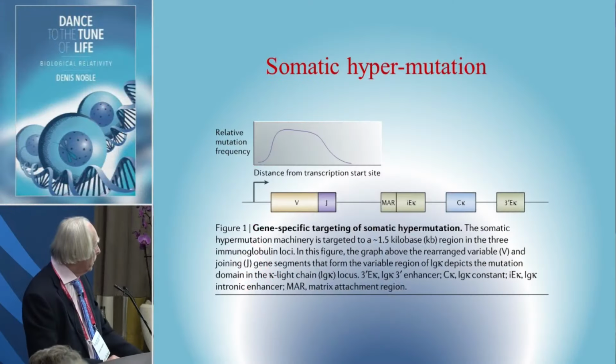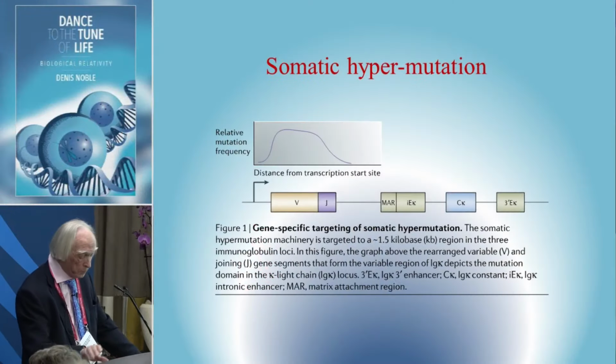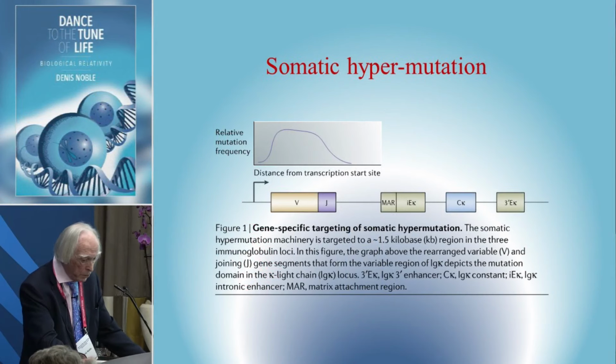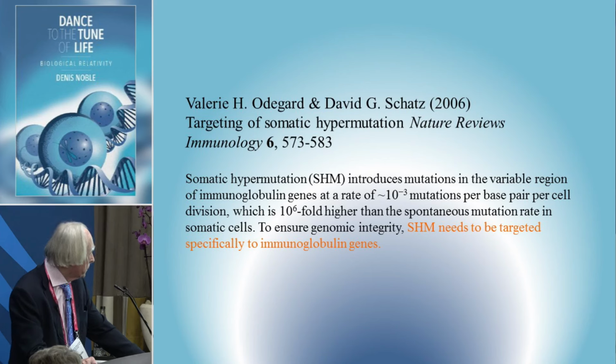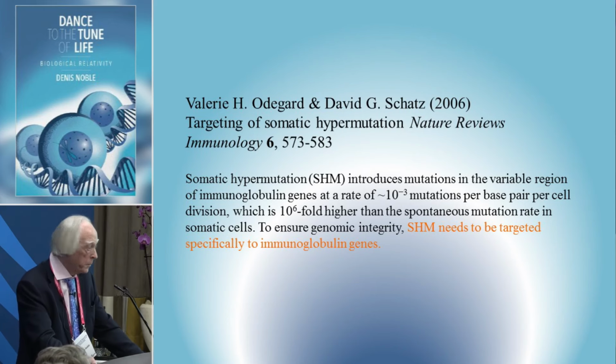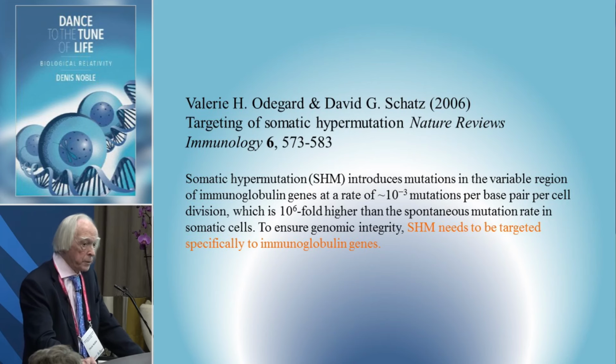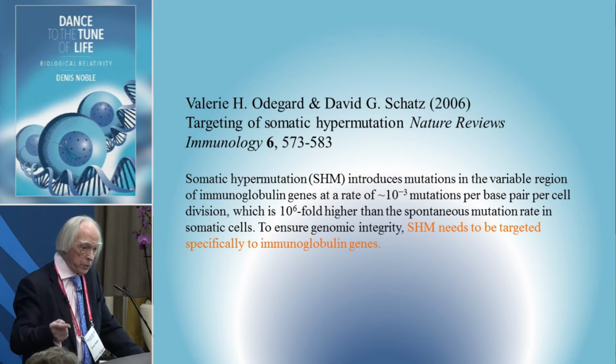Now, that particular image comes from this lovely review by Odegaard and Schatz, where they point out precisely what I'm saying, that the somatic hypermutation needs to be targeted specifically to immunoglobulin genes, not everywhere in the genome, and moreover, only to the part of the immunoglobulin genes that is variable.